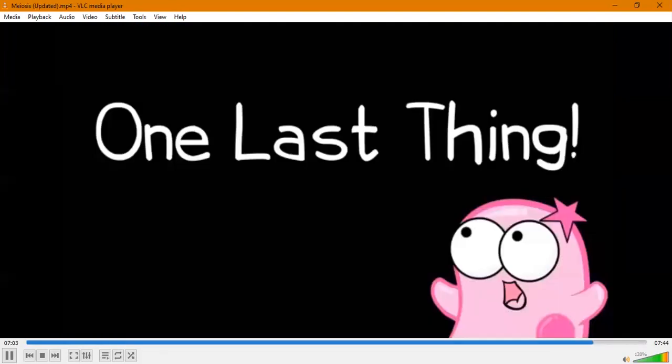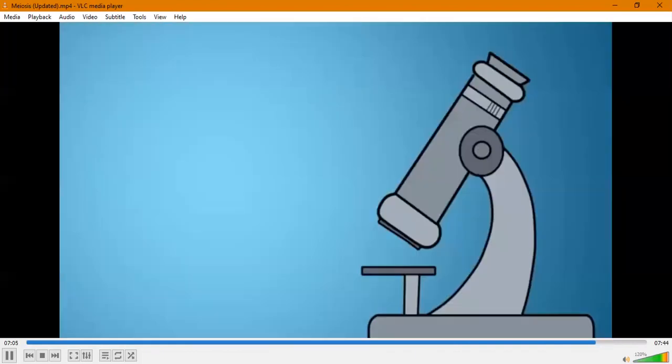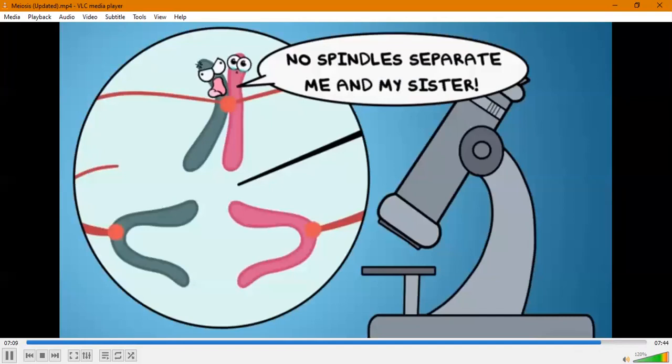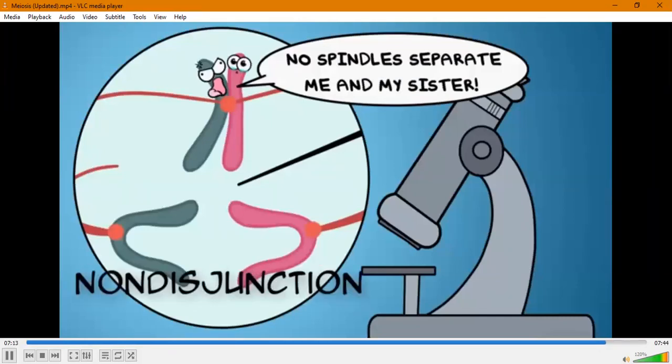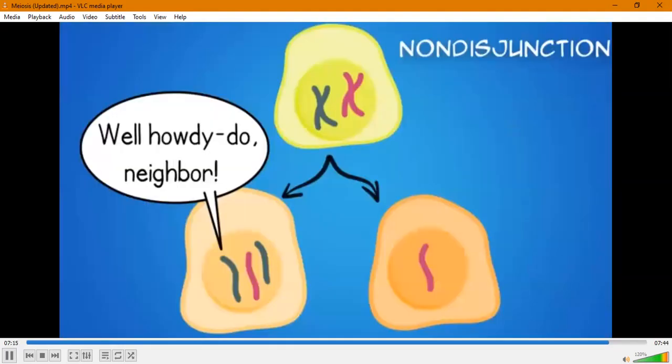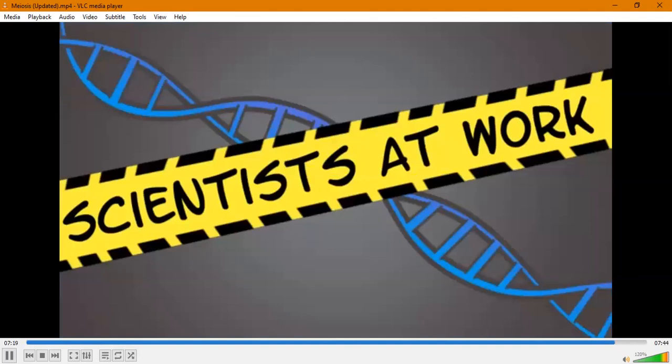One last thing to think about. Scientists are often looking into the process of meiosis because sometimes the chromosomes don't separate correctly. It's called non-disjunction, when a cell can receive too many or too few chromosomes in the separation. This contributes to some genetic disorders, which is something scientists continue to study.